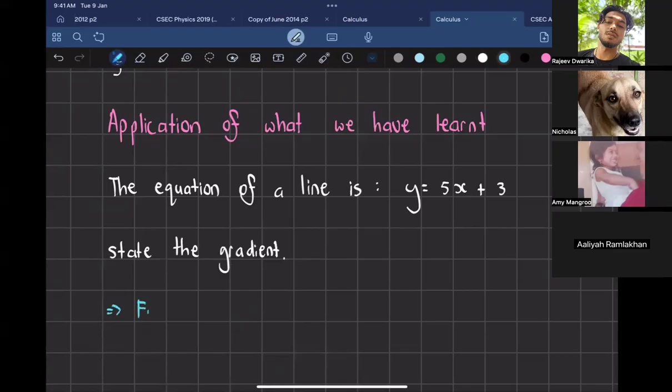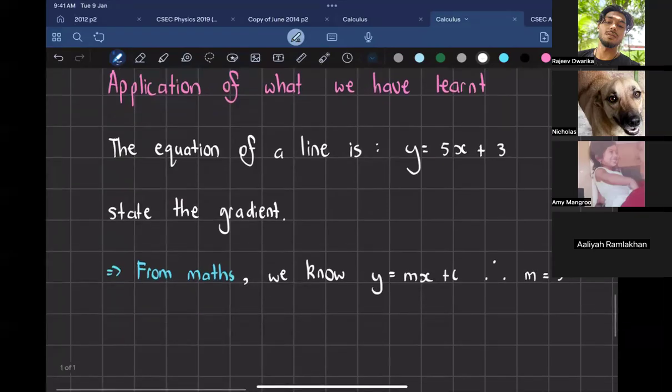Right. So from maths, we know y is equal to mx plus c. Therefore, the gradient is 5. We know that. Awesome. We know m is equal to 5. But let's solve it from an odd maths standpoint.